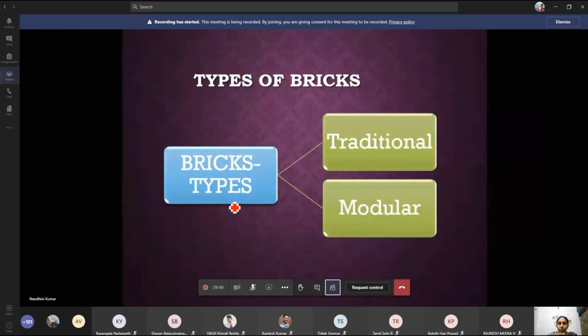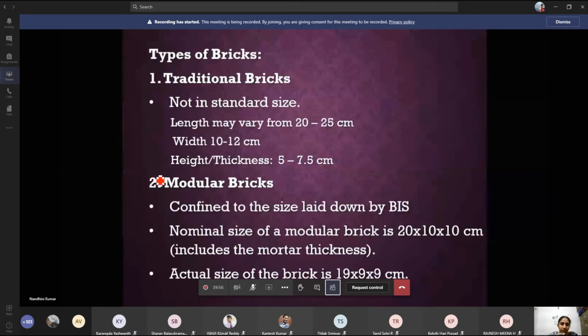We'll see about the types of bricks, traditional and modular. What is a traditional brick and what is a modular brick? Traditional bricks are not in standard size. Length may vary from 20 to 25 centimeter. Width may vary from 10 to 12 centimeter. Height or thickness may vary from 5 to 7.5 centimeter.